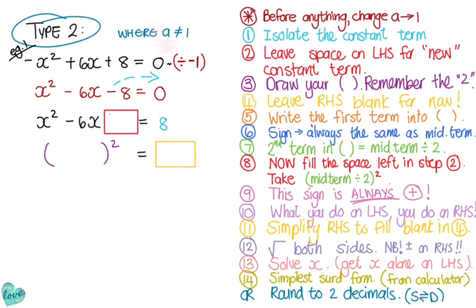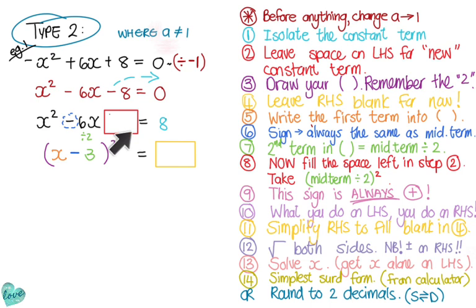So the first step now is to write the first term into the brackets, which is just x, because once again, x squared gives me x squared. Then the middle sign is always the one we're going to write down, so we write down that minus. And then this second term that needs to be put in here is just that 6 over here, divided by 2, and that gives us 3.